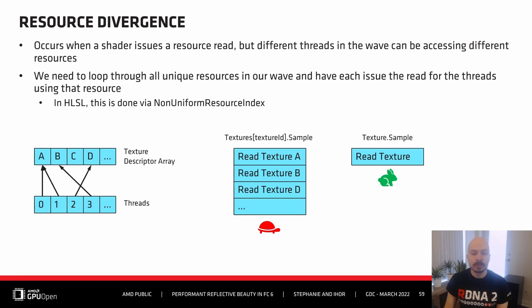And the way this actually executes can be seen in the middle, where we do read texture A for all of the threads that happen to require that texture. And then we issue read texture B for all of the threads that need to read that texture. And then for texture D and all of the other textures that need to be read within our wave. And this can get very slow because it's very serial. If instead we were able to rewrite our code so that we only ever read one texture, then we just read that texture from all of our threads, and then we can continue with our other instructions right after.